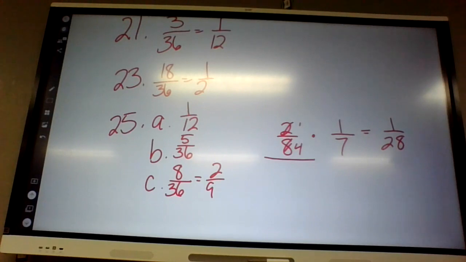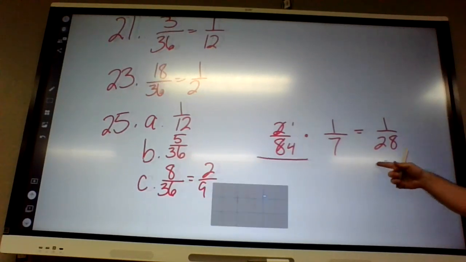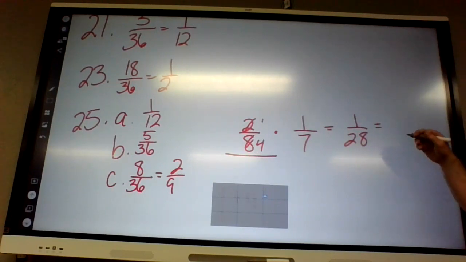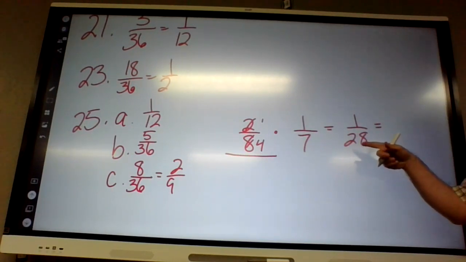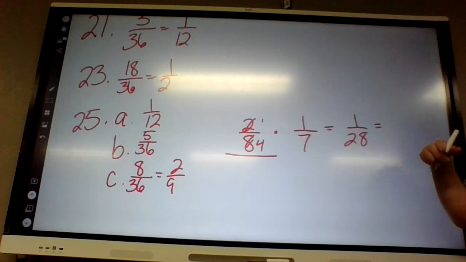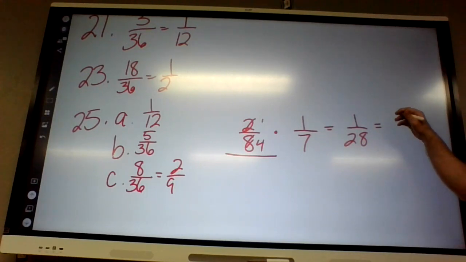Not very good odds. Oh, they said percentage though. So how do we change that to a percentage? Do 1 divided by 28? Yeah, to the nearest percent, it's 4% chance.